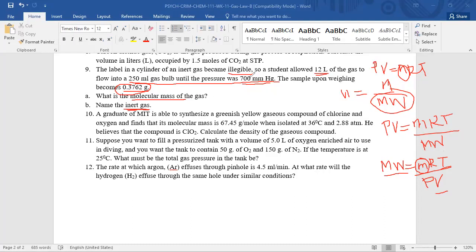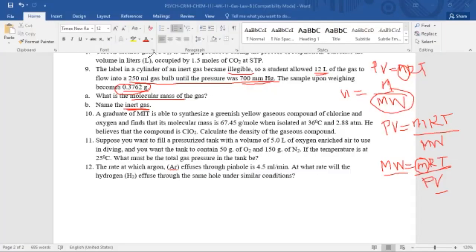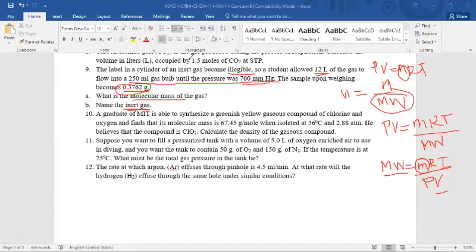So, at this condition, sabi diyan kasi, a student allowed 12 liters. So, nasa room lang siya. Diba? So, pwede natin yung i-assume in a way na 25 degrees Celsius. So, pwede kasing yun yung room temperature. Halimbawa sa US, no? 25 degrees Celsius yung room temperature. So, walang given dyan na temperature. We can substitute that here. 25 degrees Celsius. But, tingnan natin yung mga units, no?